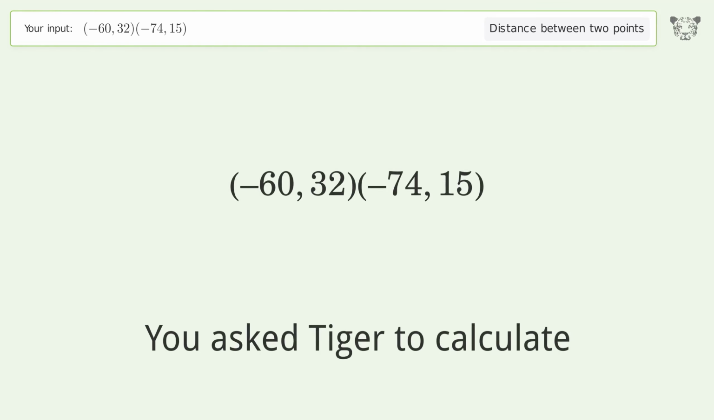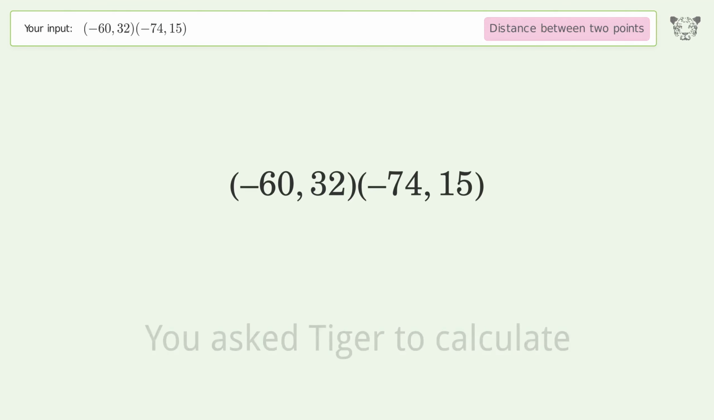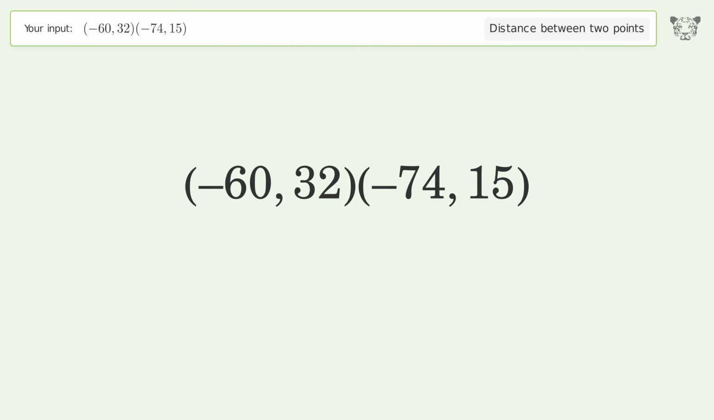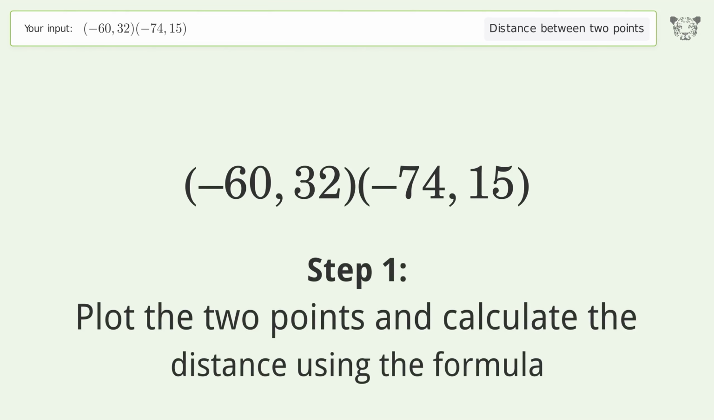You ask Tiger to calculate. This deals with the distance between 2 points. The distance between the 2 points is the square root of 485, or 22.023. Let's solve it step by step. Plot the 2 points and calculate the distance using the formula.